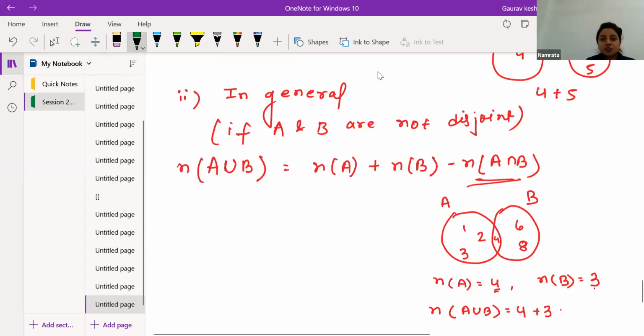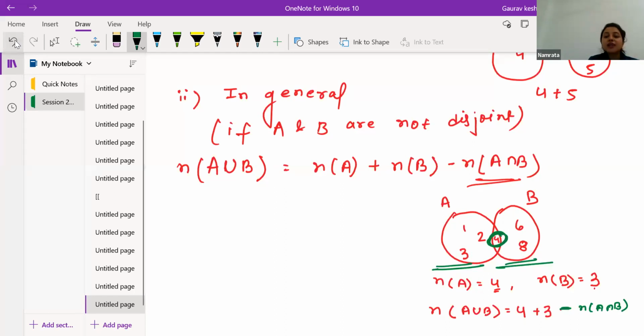No. 1, 2, 3, 4, 5, 6. So we have taken one more element. When we just add the number of elements of A and B, there will be a mistake, because we have taken this common element 4 while counting A, and we have taken this common element 4 while counting B. That's why we have to subtract the common element, that is A intersection B. The number of elements in A intersection B is one element, that we have to subtract from the total: 4 plus 3 minus 1. When we do that, and only then, we will get 6 elements.